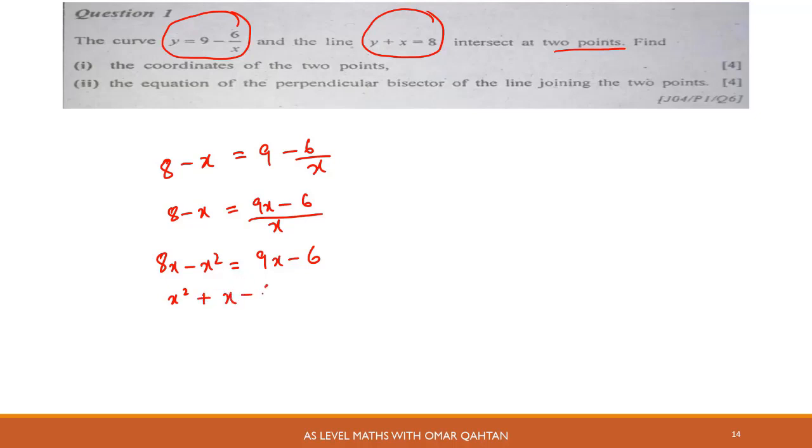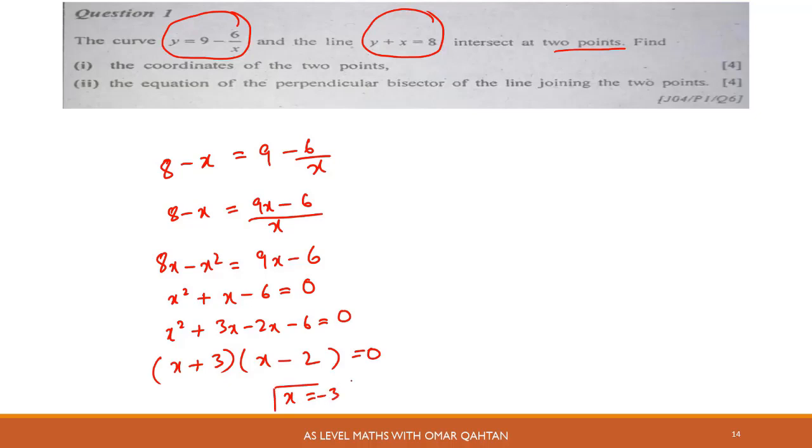x squared plus x minus 6 equals 0. Factorizing it accordingly, x squared plus 3x minus 2x minus 6 equals 0. Then (x plus 3) times (x minus 2) equals 0. And the x values are x equals minus 3 or x equals 2.